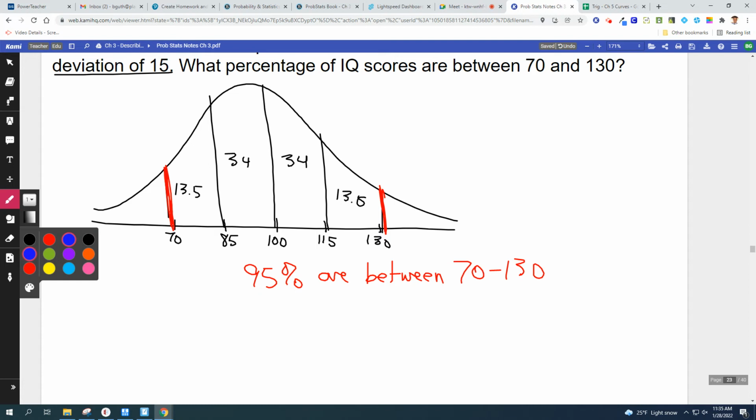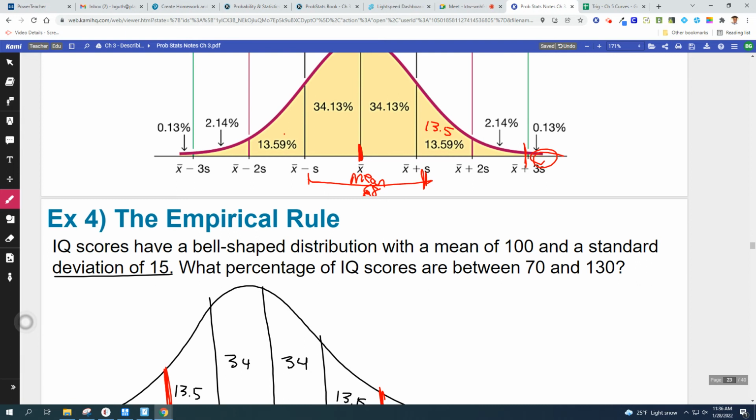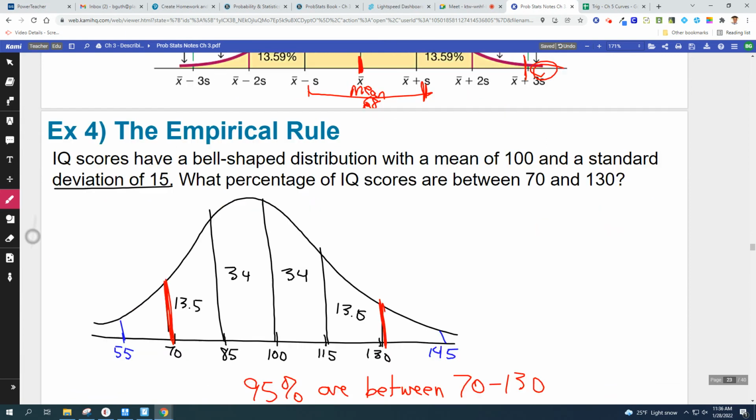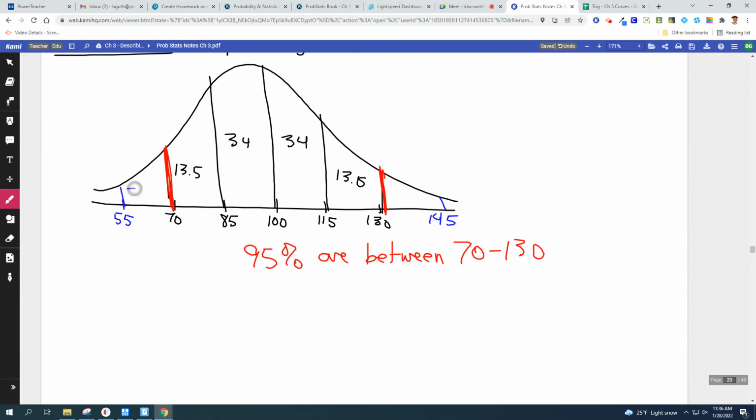If I wanted to continue, I could go another standard deviation. Subtract 15, that would be 55. That is super low. Add 15, that's 145. That's super high. And what was that other number? About 2.1. About 2.1% of the numbers are there and there. So you could add those together, and I think that gives us 99.7% are between 55 and 145.